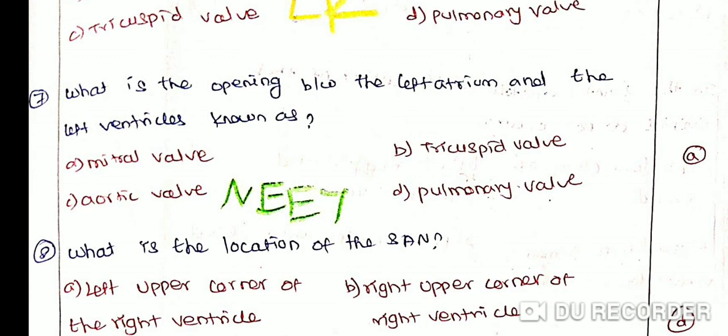What is the opening between the left atrium and the left ventricle known as? Option A, mitral valve. Option B, tricuspid valve. Option C, aortic valve. Option D, pulmonary valve. The correct answer is option A, mitral valve.